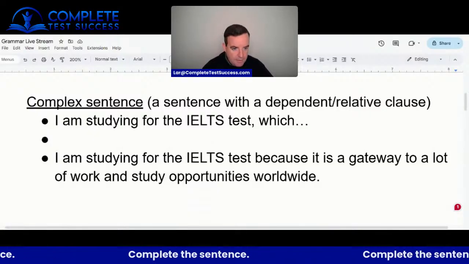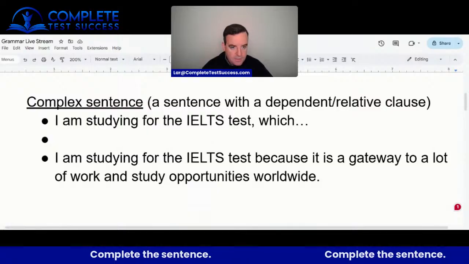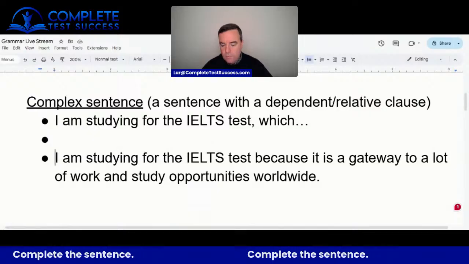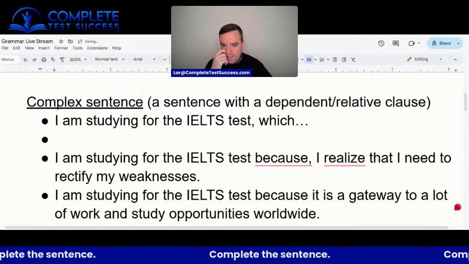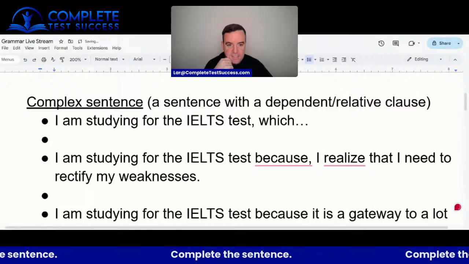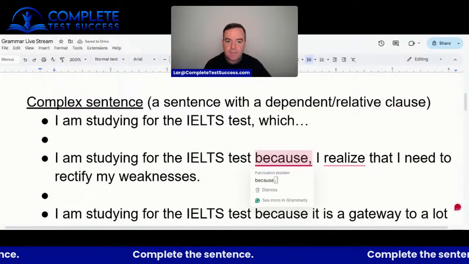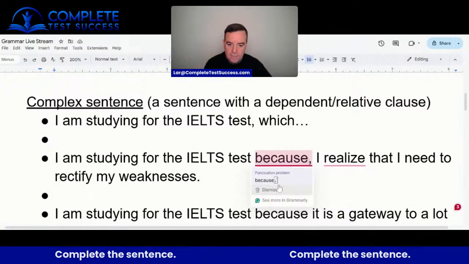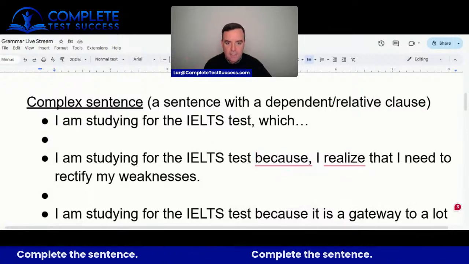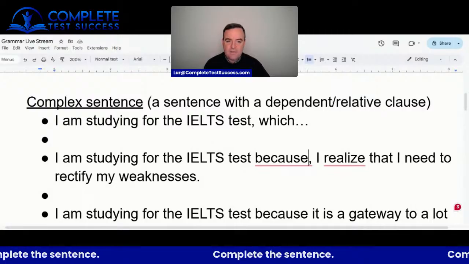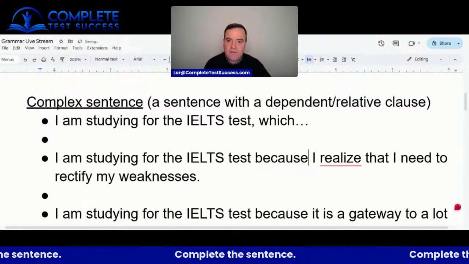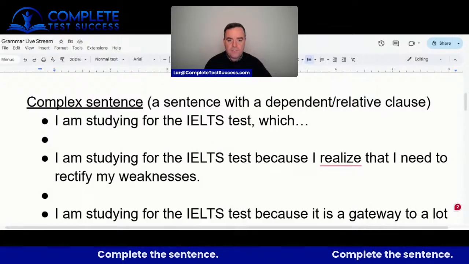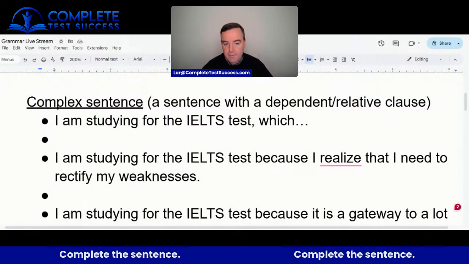So another sentence here from Reza. Okay, Reza says, I'm studying for the IELTS test because, now with because we don't need a comma. And it's a bit unusual, where some words you need a comma, some words you don't need a comma, some words you need a semicolon, some words you need nothing. You just have to learn each cohesive device individually to make sure you're using it correctly. But after because, we don't need a comma.